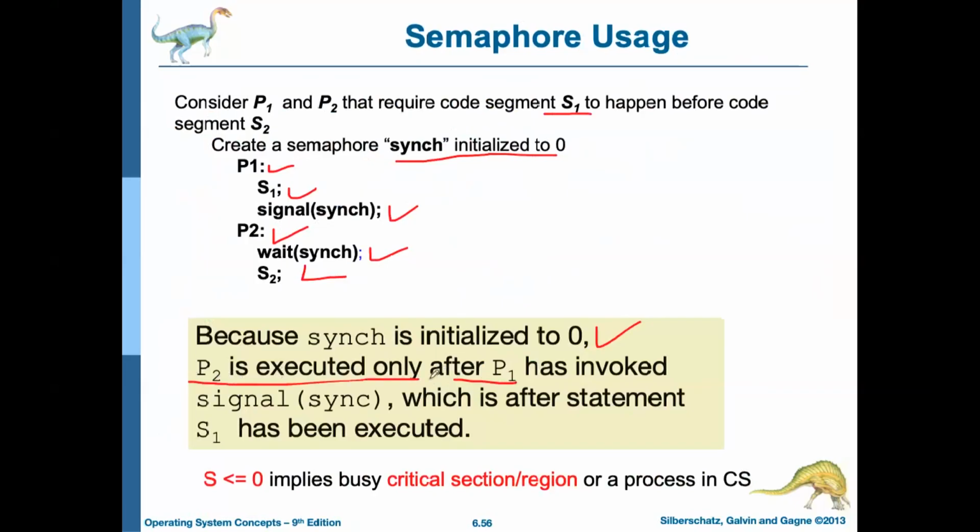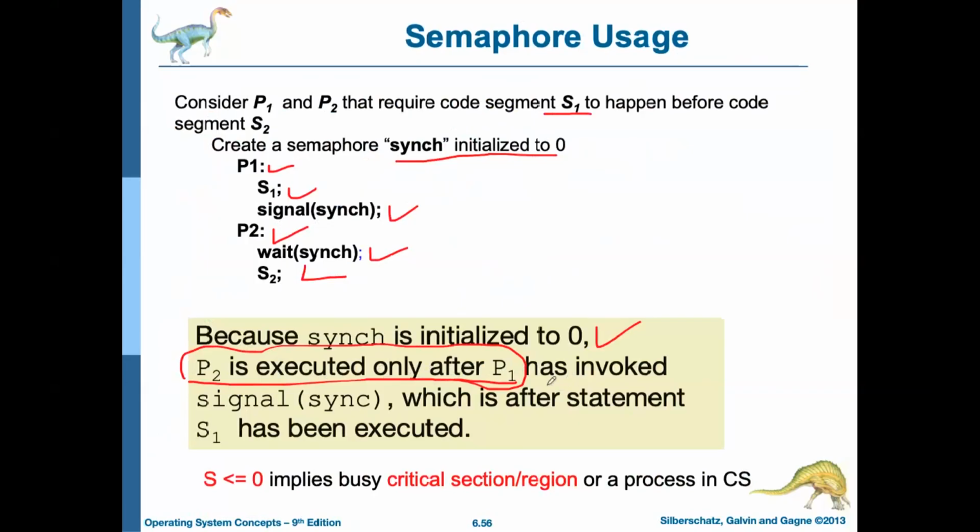This is what we want, because we are programmers. P2 is executed only after P1. We want it to work like that, like a sequence. Now, in the case of multi-thread, with multiple threads, how do we do it? So this is the solution.